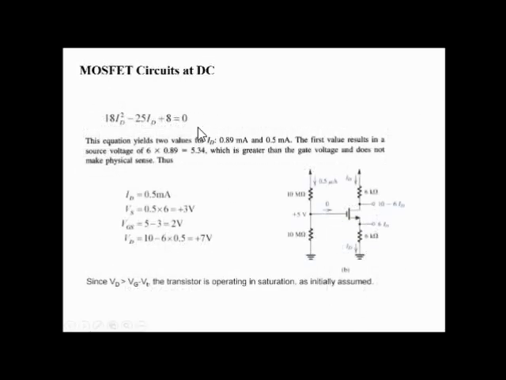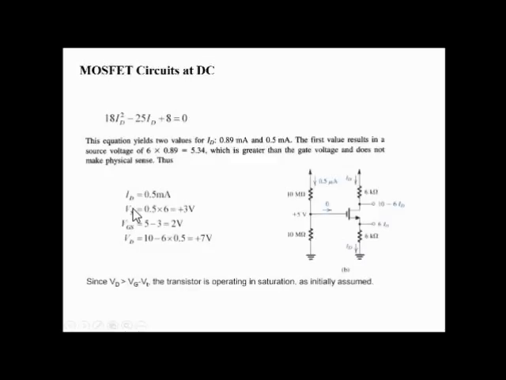You solve this and get two values of the quadratic equation. Now we'll choose which one is the correct one. The first value results in a source voltage of 5.34, which is greater than the gate voltage and does not make any physical sense. So we'll neglect the first value and take the second one. So ID is equal to 0.5 milliampere, and by substituting the values we get VGS, VS and VT.